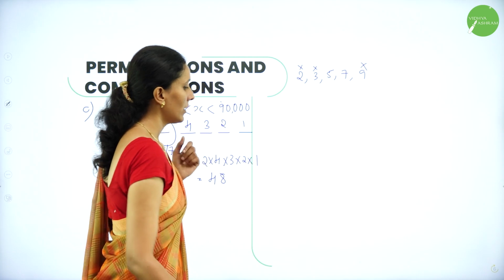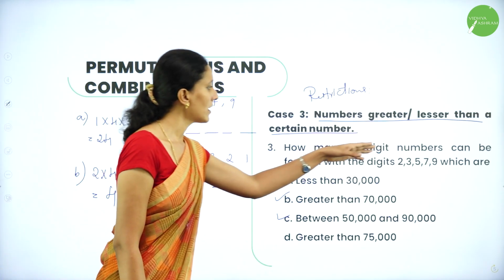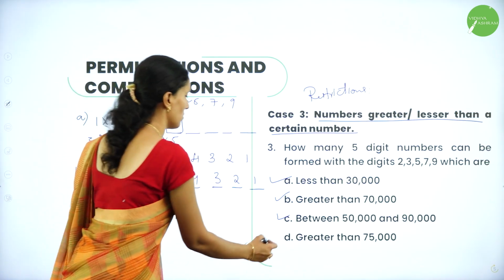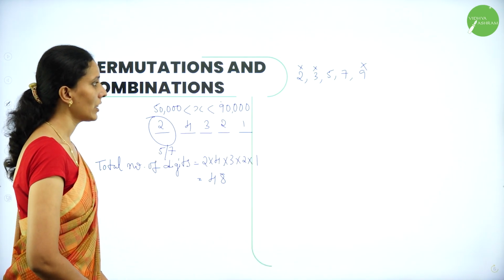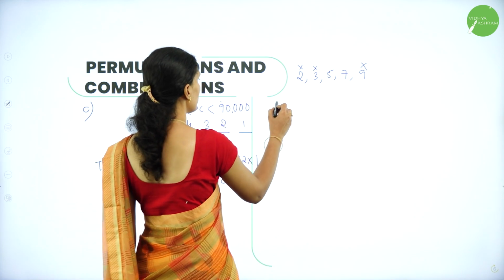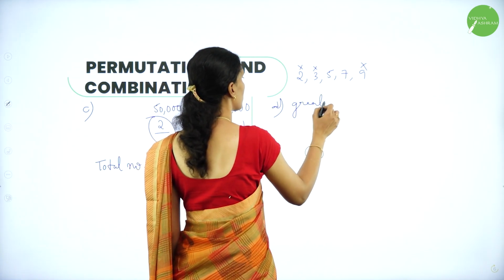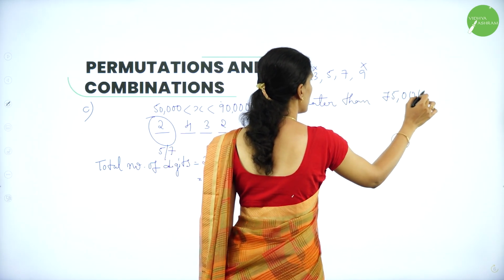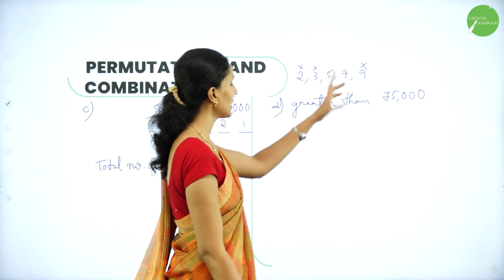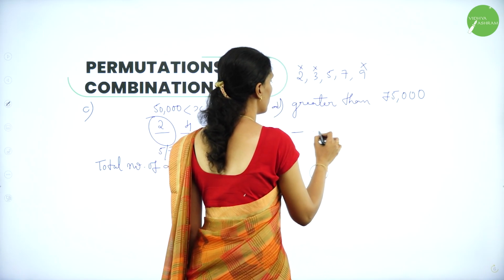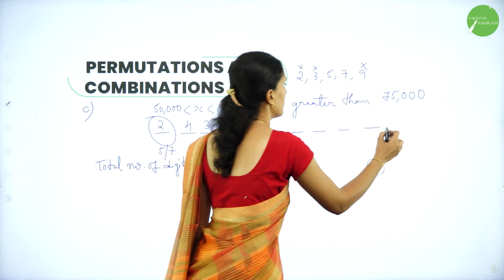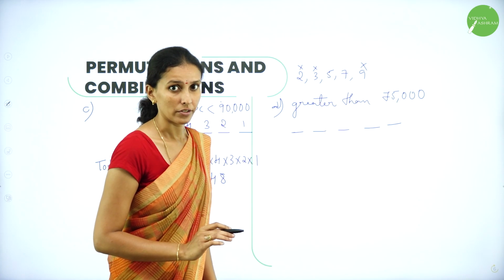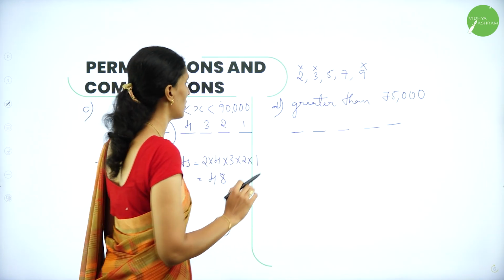Okay. Next question, the same question. How many 5-digit numbers can be formed with the digits 2, 3, 5, 7, 9 which are greater than 75,000? So remember here, greater than 75,000. This is my question, greater than 75,000 using these digits. Now, where is my restriction? Again, my restriction will be in the first place.